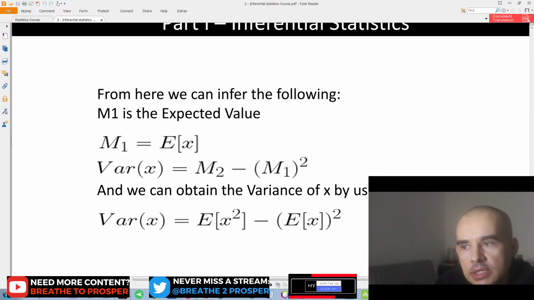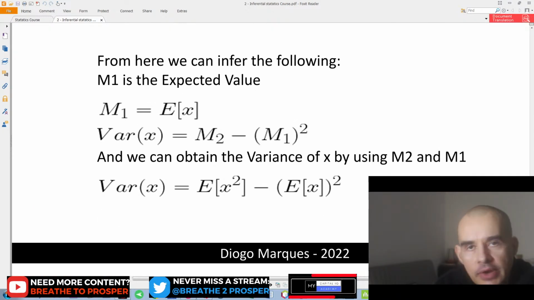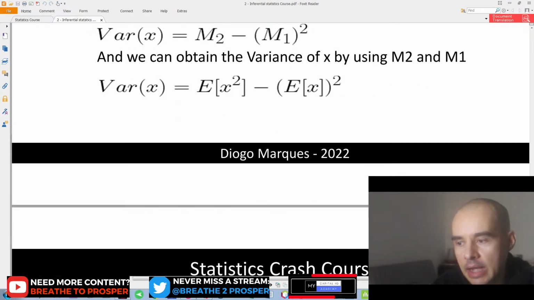Before that, just a key note: remember that the variance is the expected value of x squared minus the mean squared. People usually refer to the first moment as being the expected value. It's not the expected value by definition, it just happens to be because it's the first moment. Because the second moment is the expected value of x squared, the variance is M2 minus the first moment squared. That's how you can calculate the variance and how you can get the mean.